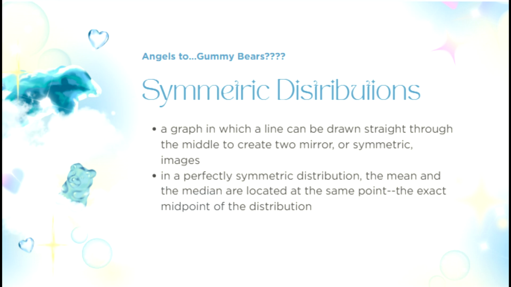In a perfectly symmetric distribution, the mean and the median are located at the same point, the exact midpoint of the distribution. So if you find one, you automatically know the other.